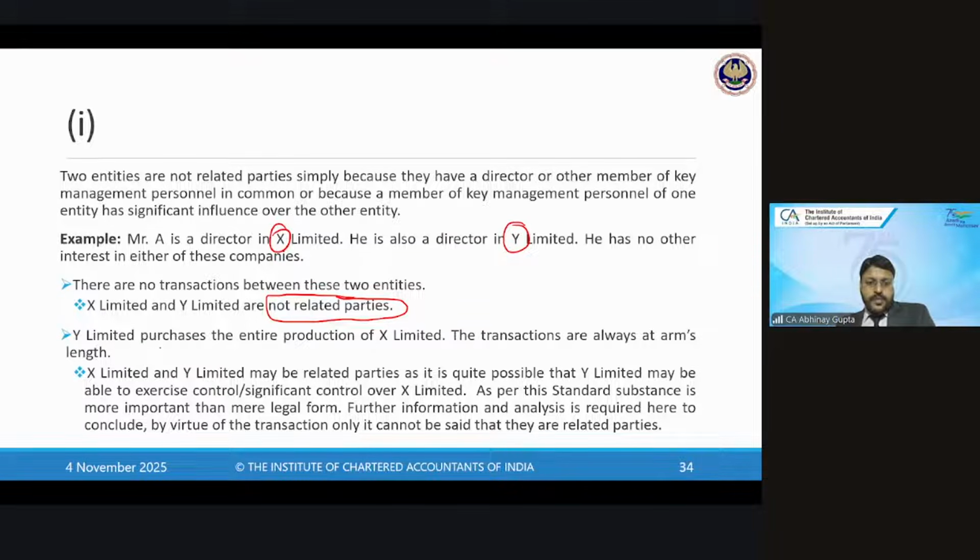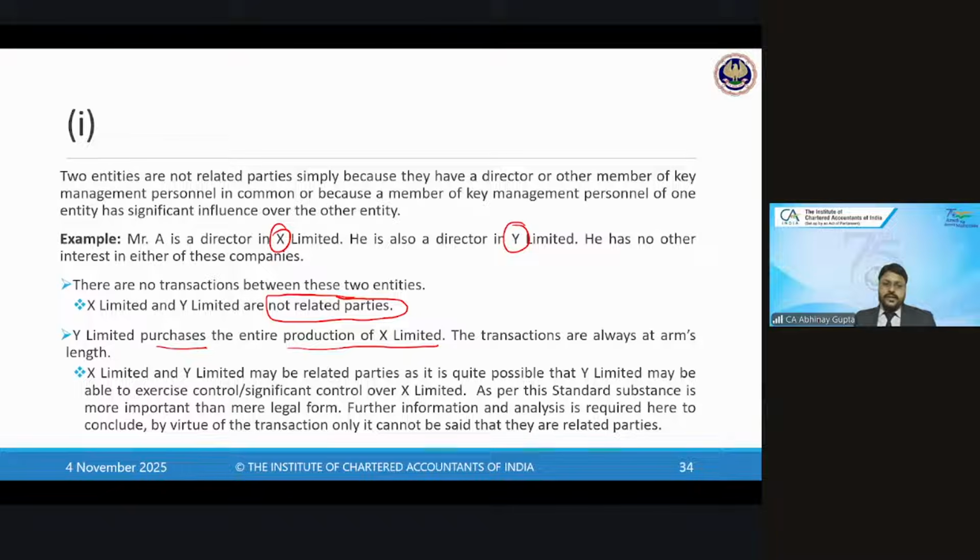Y Limited purchases the entire production of X Limited. The transaction is always at arm's length. Are Y and X related, yes or no? Have we read anywhere that if one company is purchasing the entire production of another company, then they are related to each other? No. Transfer pricing also is associated on the same basis.